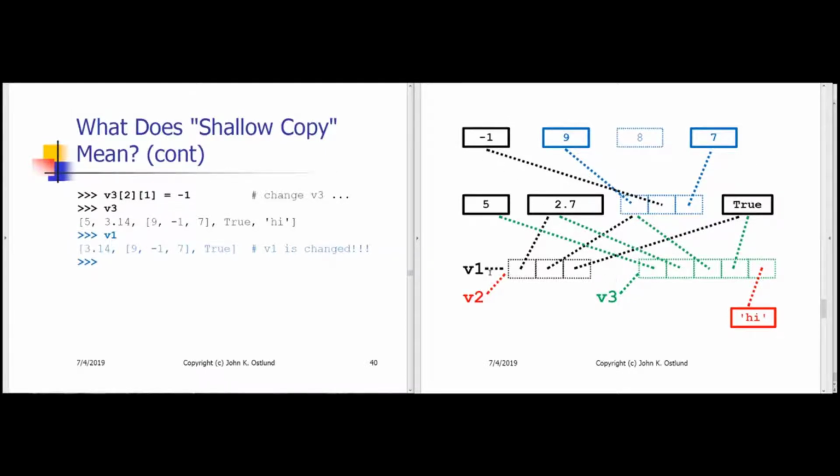Now, because v1 still contains a reference to that list, I will see that change reflected in v1.